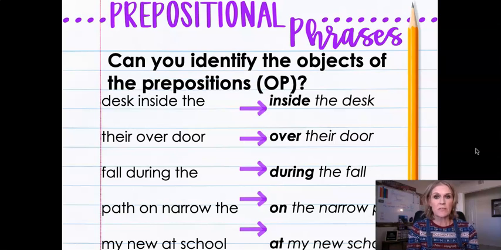Let's practice identifying the objects again. I kind of already gave them away, didn't I? Inside the what? Inside the desk. That's the object of the preposition. Over their door. Over what? The door. That's the object of the preposition over. During what? During fall. That's the object. On the narrow path. On what? The path. That is the object of that example. At my new school. At what? School is the object. Now I bet you're getting it.